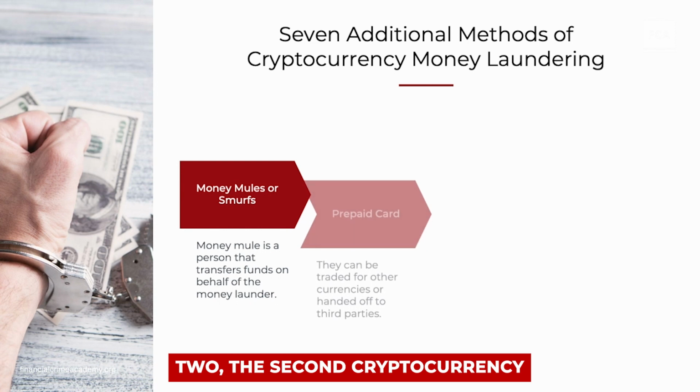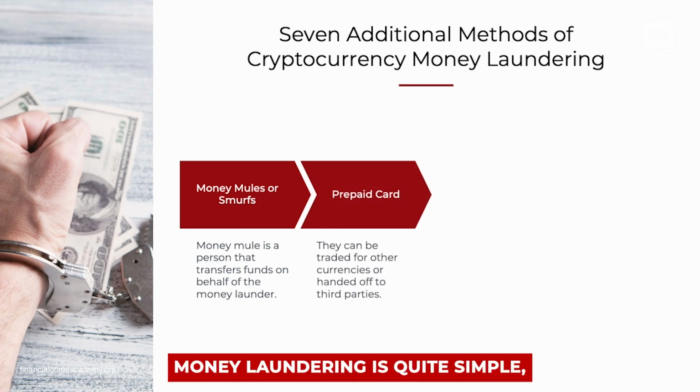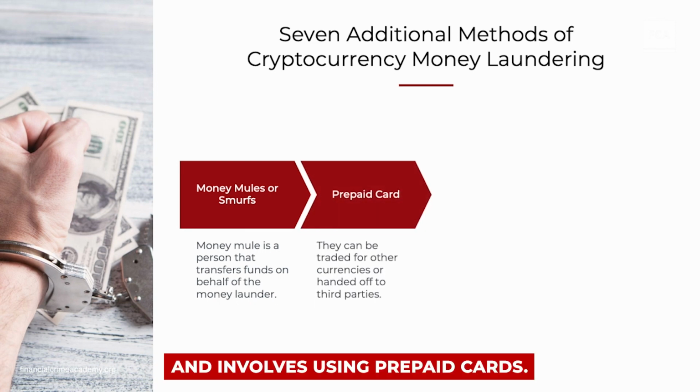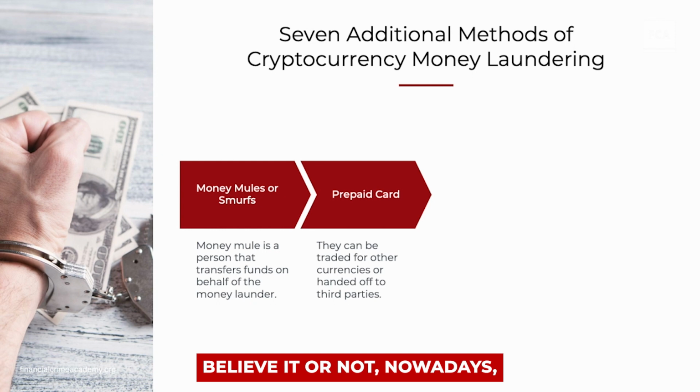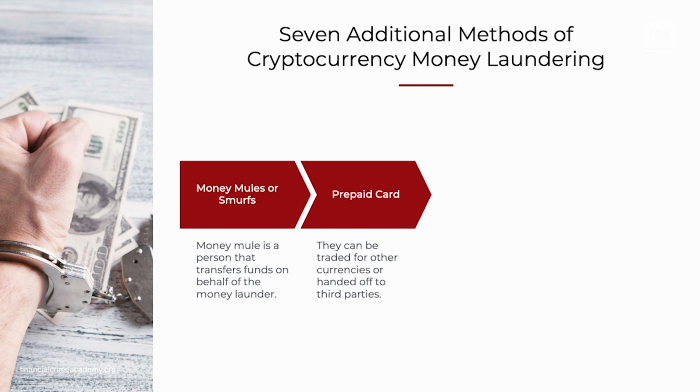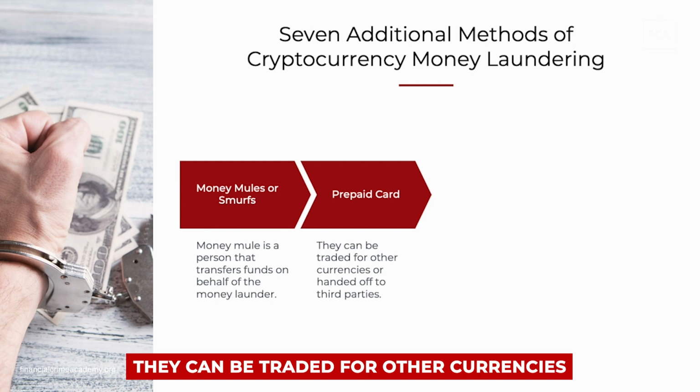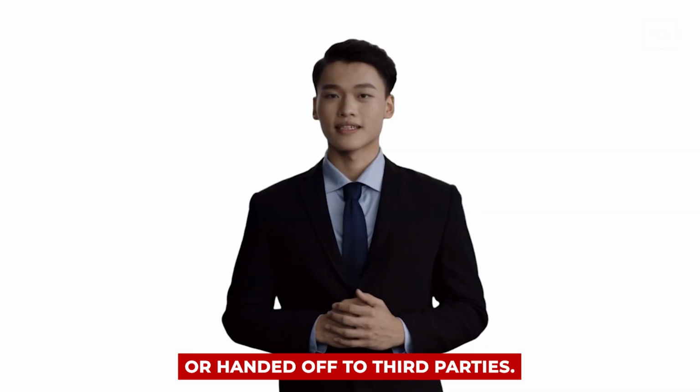2. The second cryptocurrency money laundering method is quite simple and involves using prepaid cards. Believe it or not, nowadays prepaid debit cards can be loaded with cryptocurrency. Once the prepaid debit card is loaded, the funds can be used to fund different illegal activities. They can be traded for other currencies or handed off to third parties.